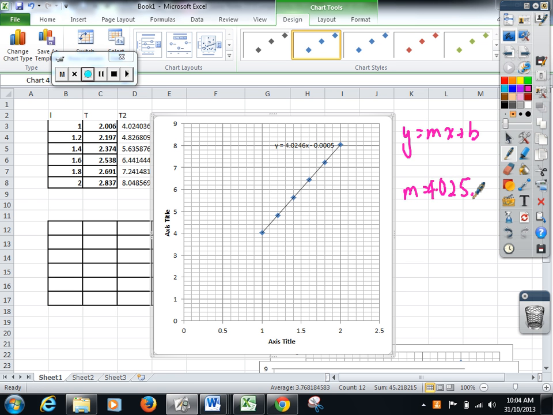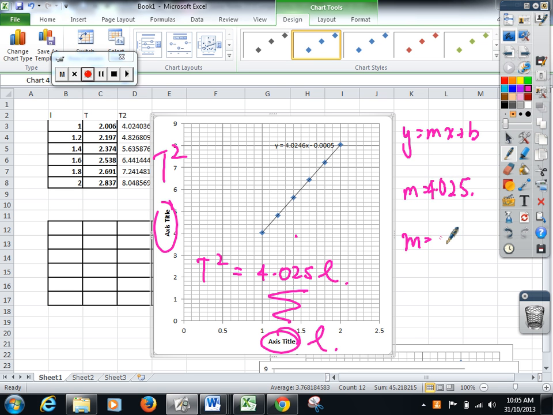Right. In that case, we now know that this axis over here is t squared. This axis is L. So we have t squared equals 4.025 times L. This is the gradient. The significance of that gradient is m is 4 pi squared on g.